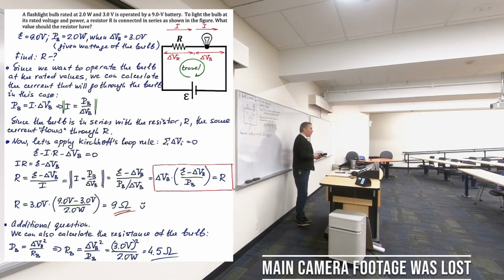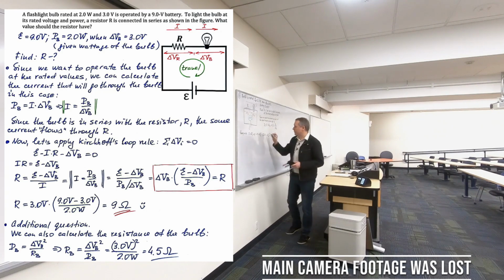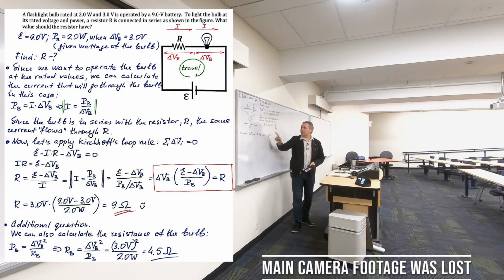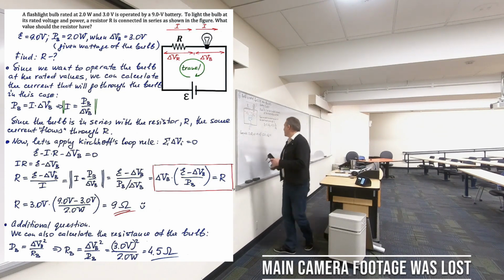One equation, one unknown, right? So unknown is R. The rest are given. This is given. This we just found, I. And delta V was given again from the very beginning. Right? So now let's solve it for R.